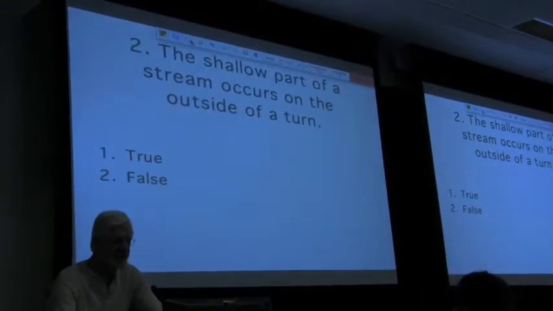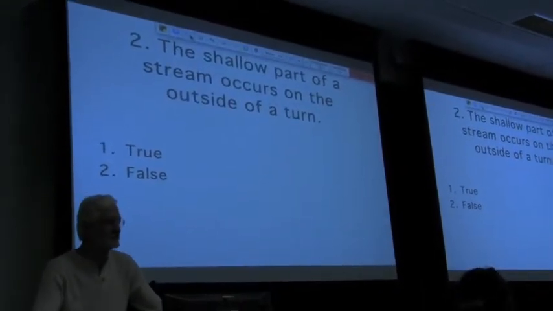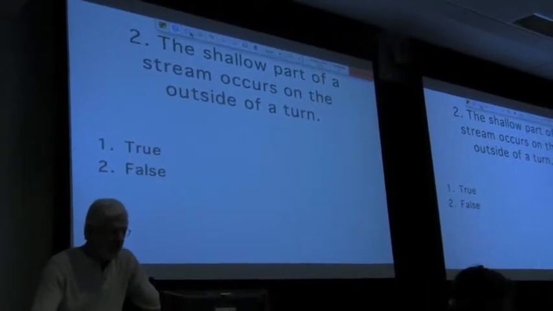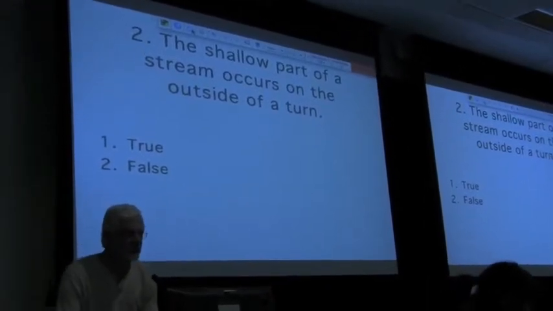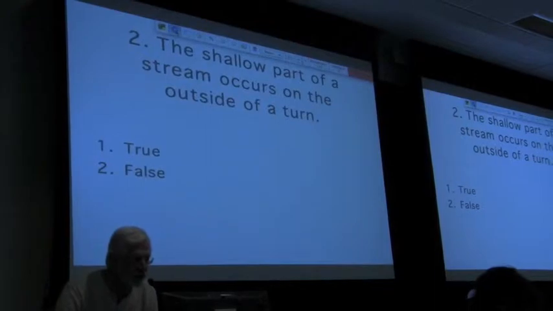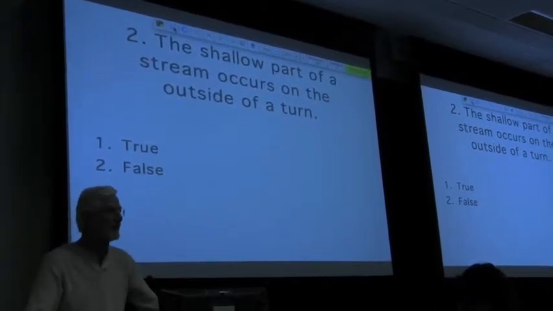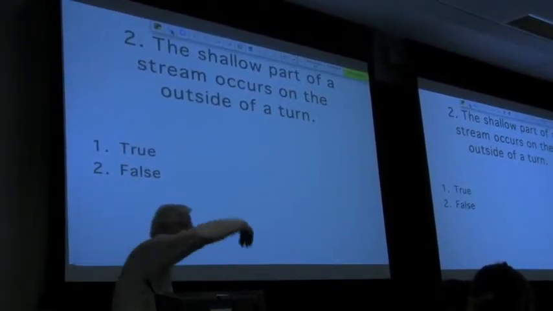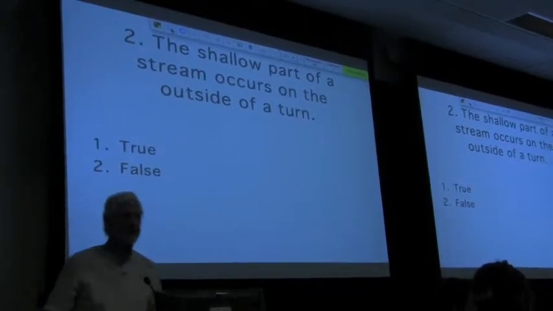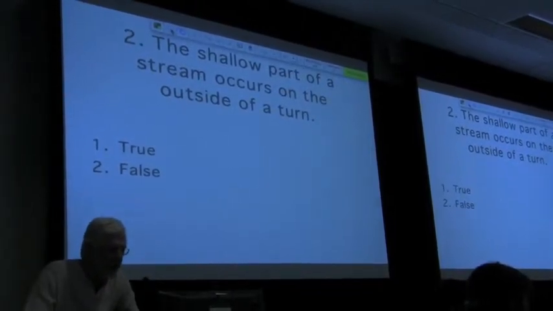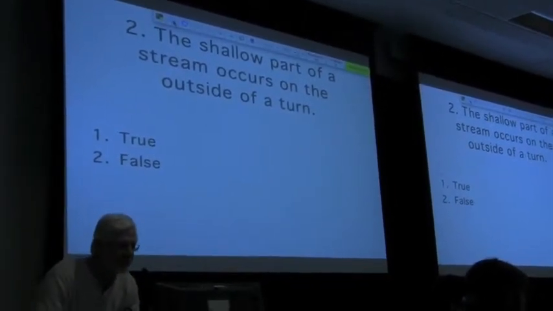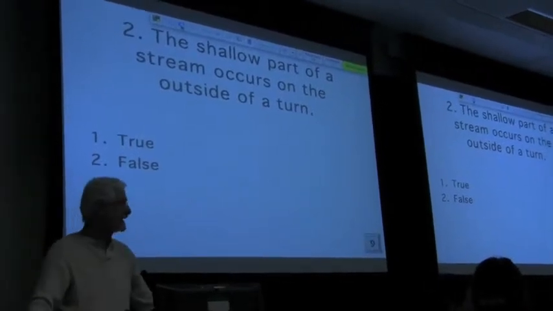Excellent. The shallow part of a stream occurs on the outside of the turn. Ooh, polls are open, that's a little harder. You have a turn in the stream. Where is the steepest part? Where is the shallow part? Is the shallow on the outside? And you're firing away, and there's the countdown.